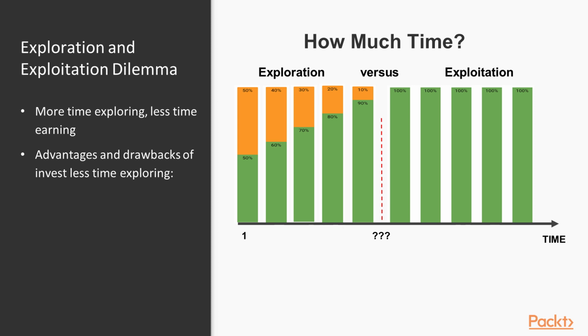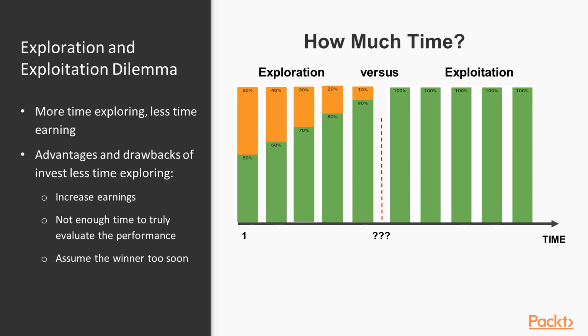Investing less time exploring can increase the earnings, but it brings a risk. Less time exploring might not be enough to truly evaluate the performance of the two versions of the home page. The agent might assume the winner too soon, and it turns out that the other version was actually the best one. This balance constitutes the exploration versus exploitation dilemma. In summary, AI agents are just about developing strategies to balance the time invested between exploration and exploitation phases in order to maximize the results.